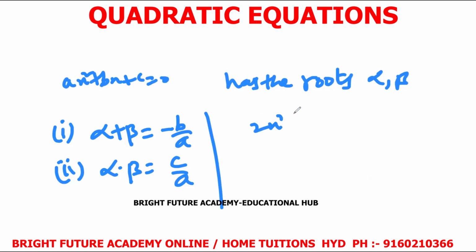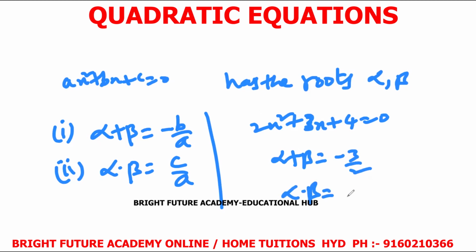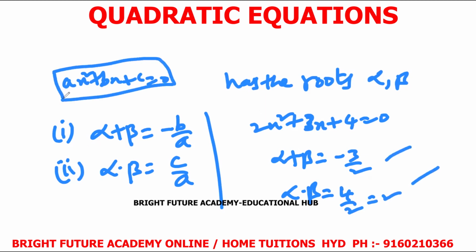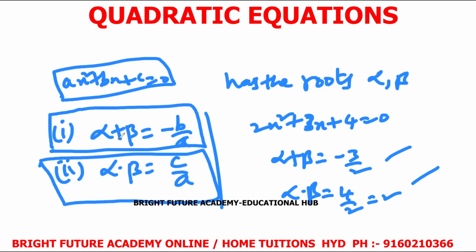So for example, 2x square plus 3x plus 4 equal to 0. Now tell me, ma, what is the sum of the roots here? Minus 3 by 2. Very good. What is the product of the roots? 4 by 2, that gives 2, right? Very good. So whenever a quadratic equation is provided, based on that we can derive the sum of the roots and the product of the roots. These values we have to remember. Okay, ma? Clear? Yes, sir.